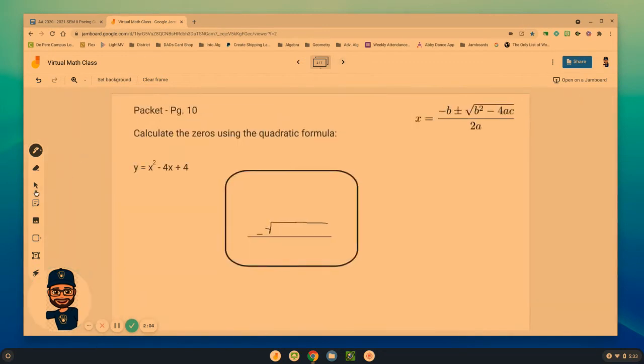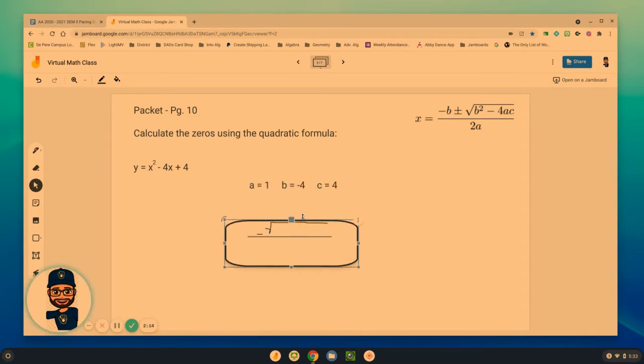Next one, we have a quadratic, y equals x squared minus 4x plus 4. Again, calculate the zeros using the quadratic formula. In this problem, again, I'm going to start out by saying a is 1, b is negative 4, and c is 4. And then we'll plug that into the quadratic formula. Why don't you pause the video here, plug that in, and see what you get.